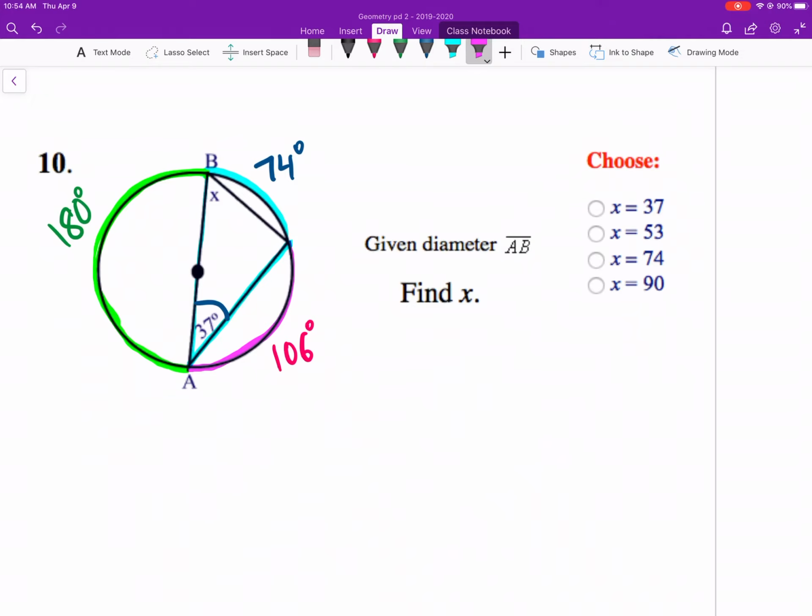And x, that's its inscribed angle because x opens up and hits 106 for the intercepted arc. And x is equal to half of that 106, which would be equal to 53.